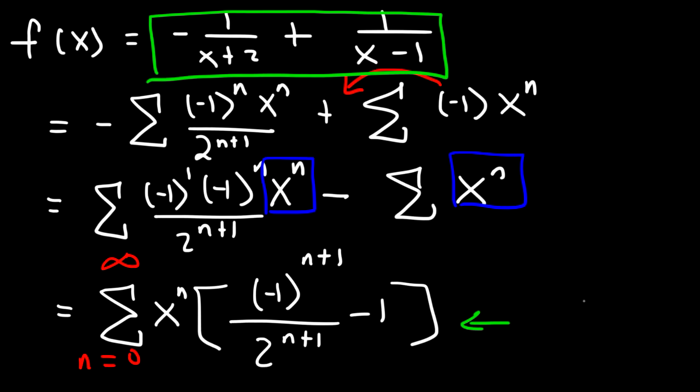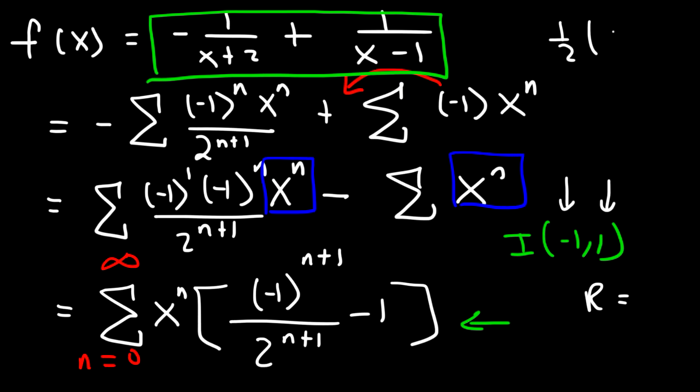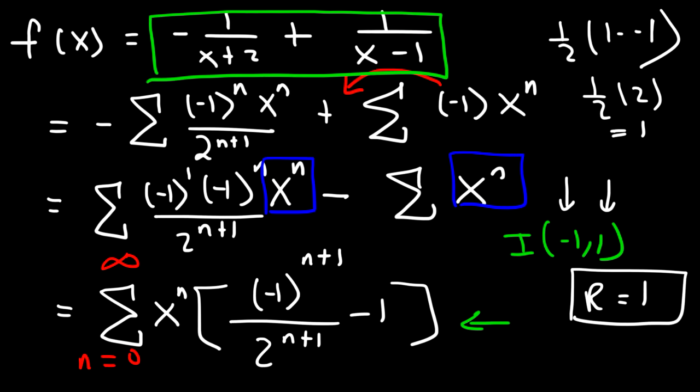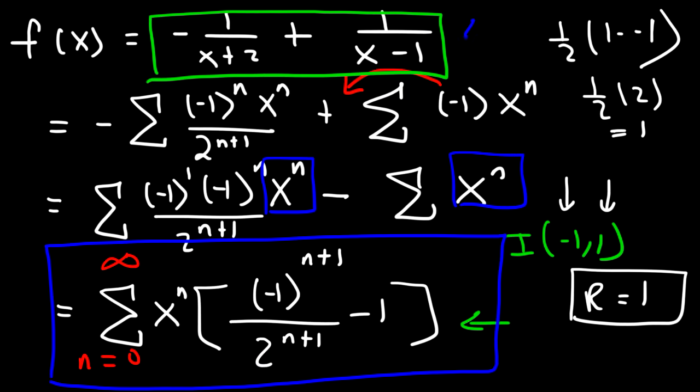So this is the answer, and the interval of convergence is -1 to 1, which means the radius of convergence is going to be 1/2 the difference between the two extremes. So 1 minus -1, that's 2, so half of 2 is 1. So the radius of convergence is 1 in this example. And so now you know how to write a power series representation for a problem where you have to use partial fraction decomposition to split it into two parts.